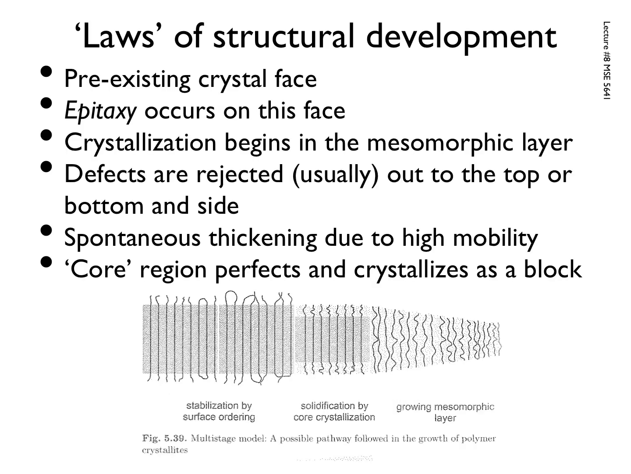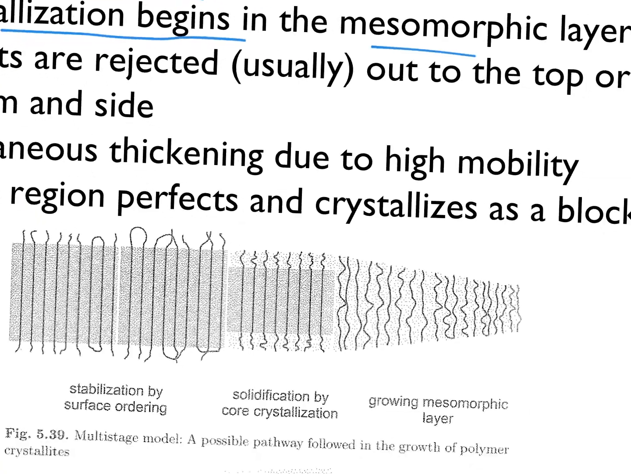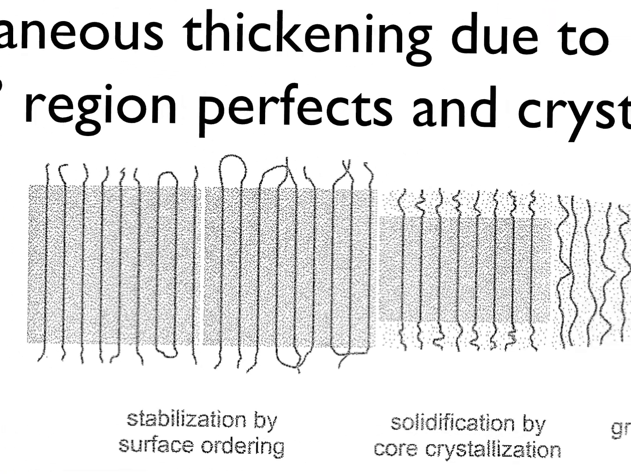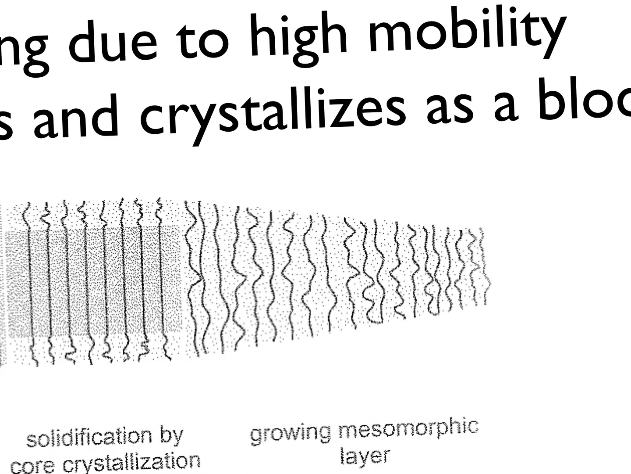Okay, and so we have structural development. We have a pre-existing crystal face. Epitaxy occurs in that face. Crystallization begins in what's called the mesomorphic layer, and that's what's shown in this little cartoon. We have the crystal that's been forming. It's been able to grow and become thicker, but really all the action's happening out here in front of that growing crystal layer. And so these are polymer chains that are trying to line up and become incorporated, and they do interesting things, like they take a defect that's not going to crystallize, and they can move it up or down to get it out of the way.